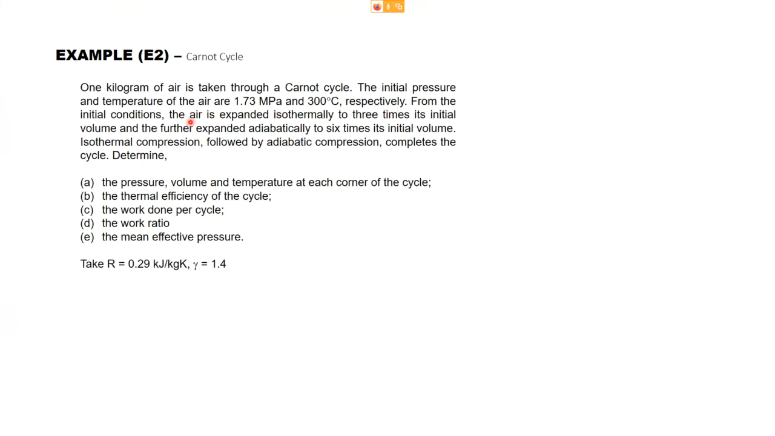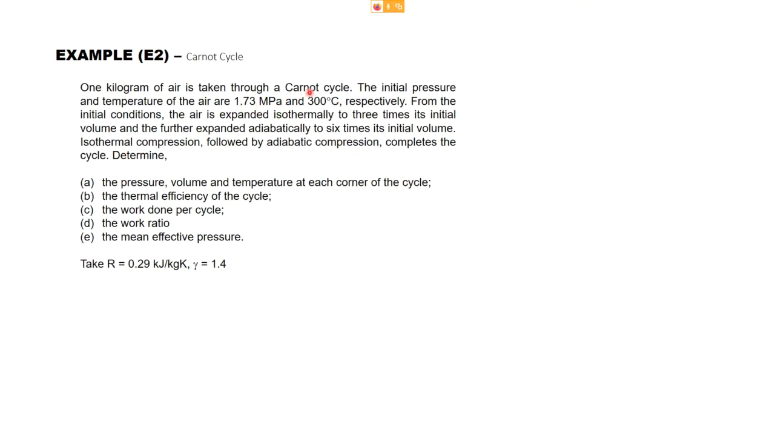Now, from the initial conditions, the air is expanded isothermally to 3 times its initial volume, and further expanded adiabatically to 6 times its initial volume. Isothermal compression followed by adiabatic compression completes the cycle. So they start with isothermal expansion, then isentropic expansion, followed by isothermal compression, and then adiabatic compression.